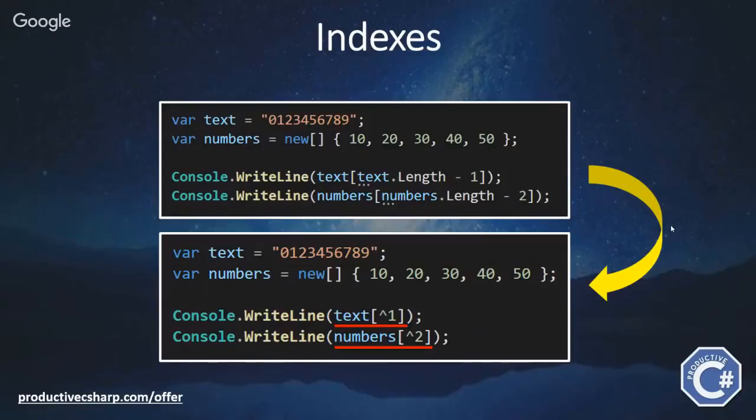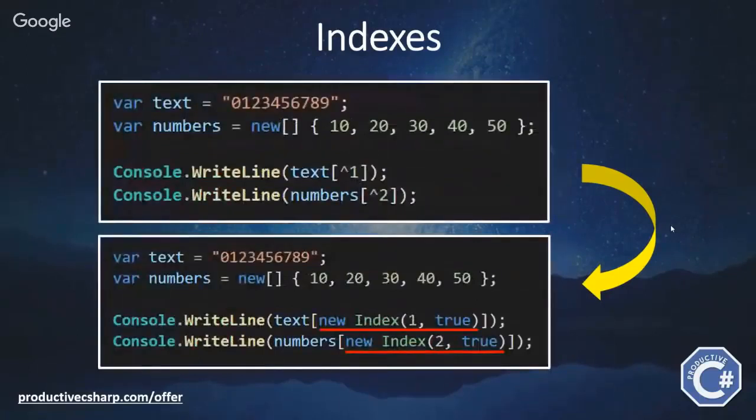With indexes, Microsoft helps to fix this problem. You can use just the hat operator, ^1 and ^2, to get the last one and the previous one of a string or an array. So it's a very small syntactic sugar, but it can really help you to make your code easier to understand.